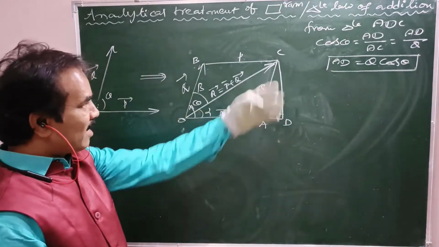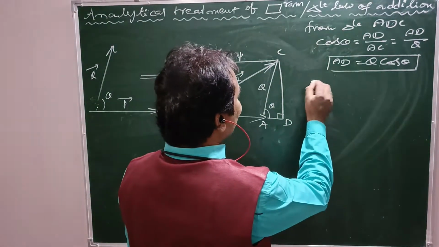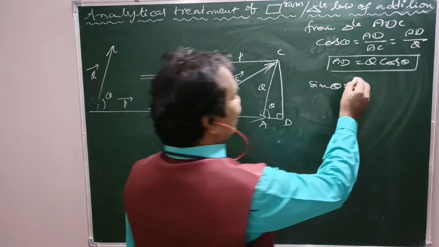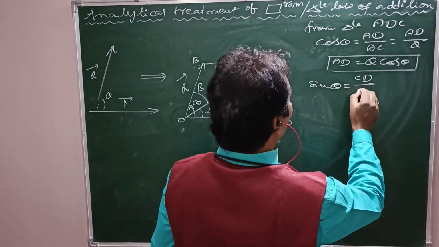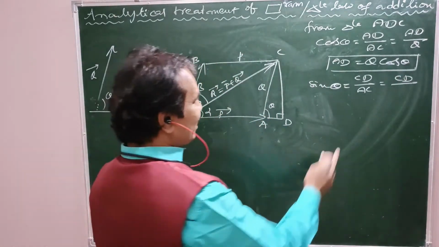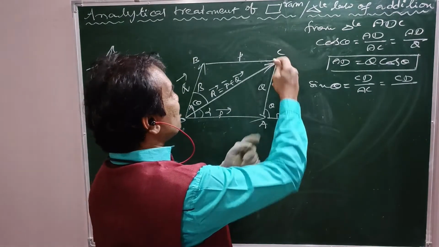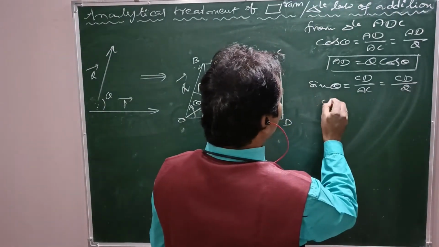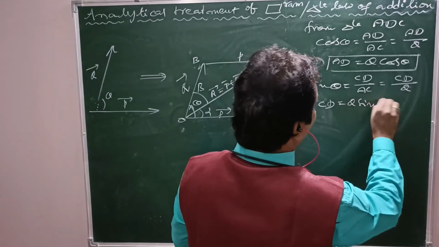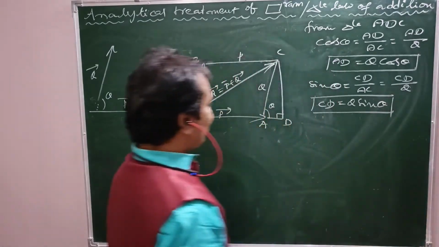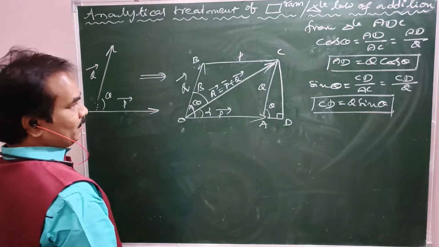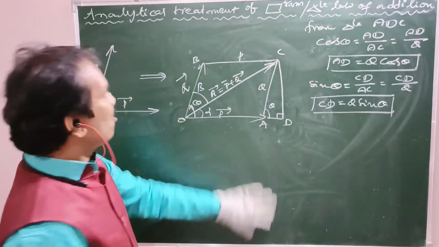From the same right angle triangle ADC, now I am taking sin theta. Sin theta equal to opposite side by hypotenuse, that is CD by AC. What about AC? Once again Q. So CD equal to Q sin theta. CD equal to Q sin theta. AD equal to Q cos theta.